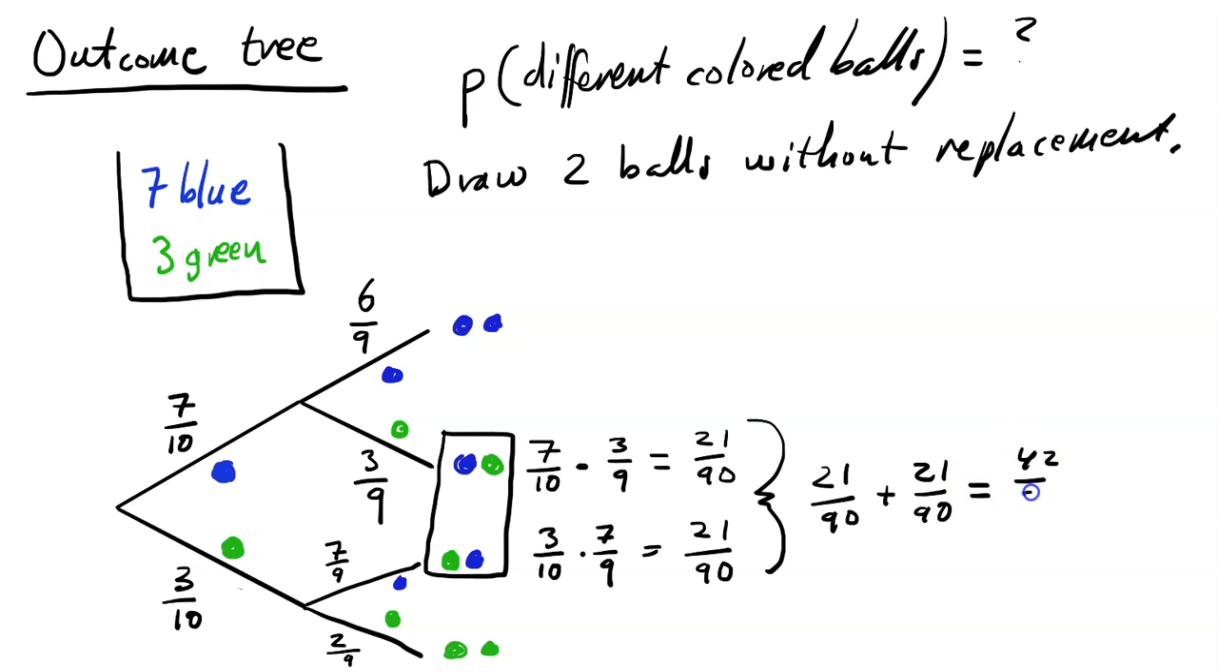So this is 42/90, or 21/45, or 7/15, you can divide by 3 here. So the probability of getting differently colored balls is 7 out of 15. 7/15. And 7.5 out of 15 is 50%. So it's a little bit less than 50%. So in almost half of the situations we get differently colored balls, but a little bit less than half.